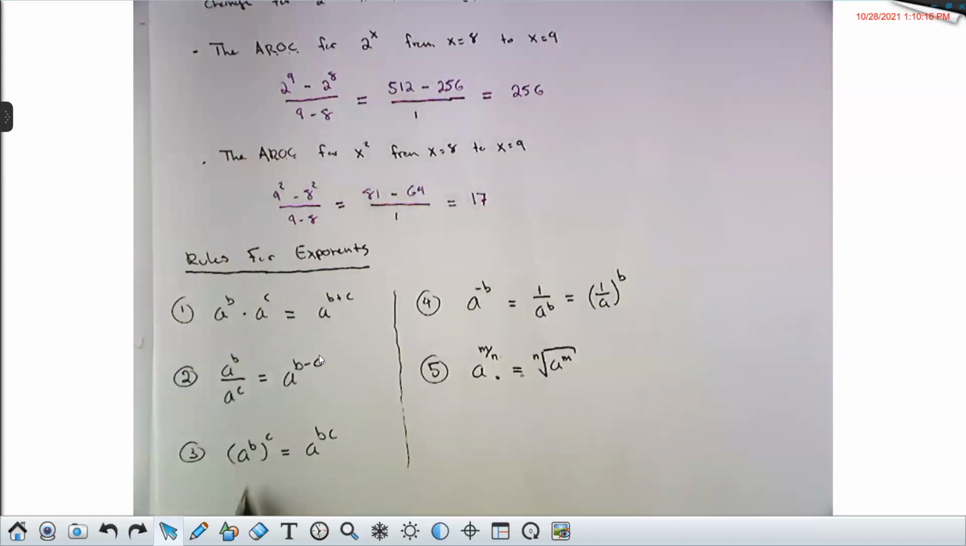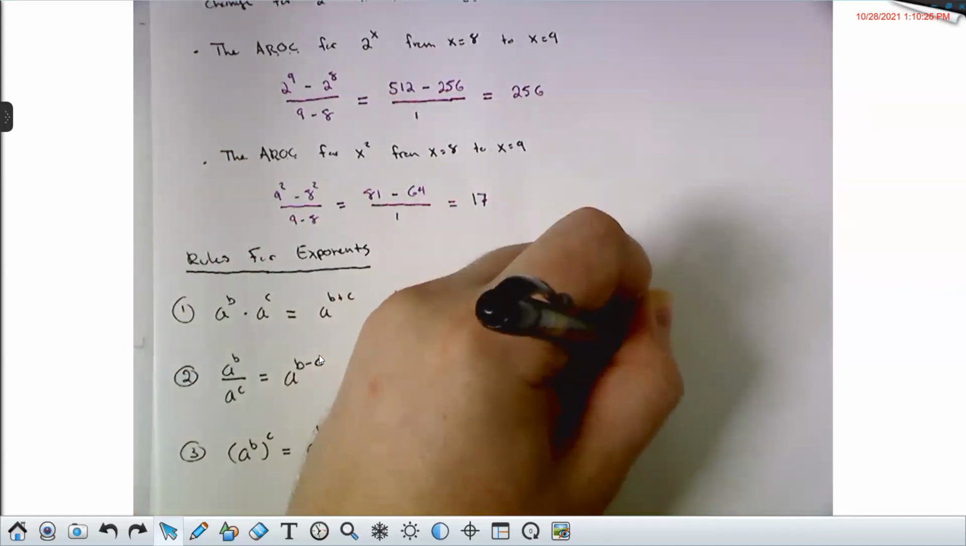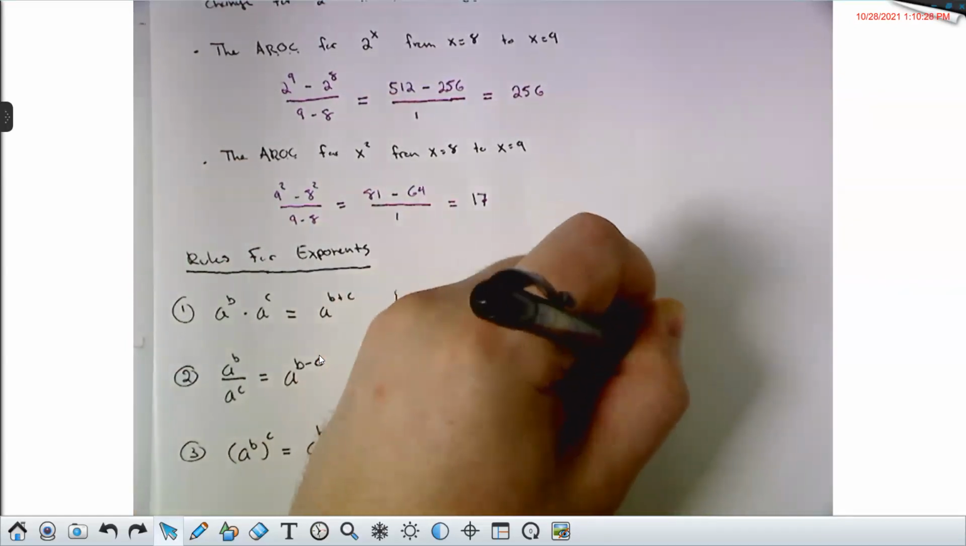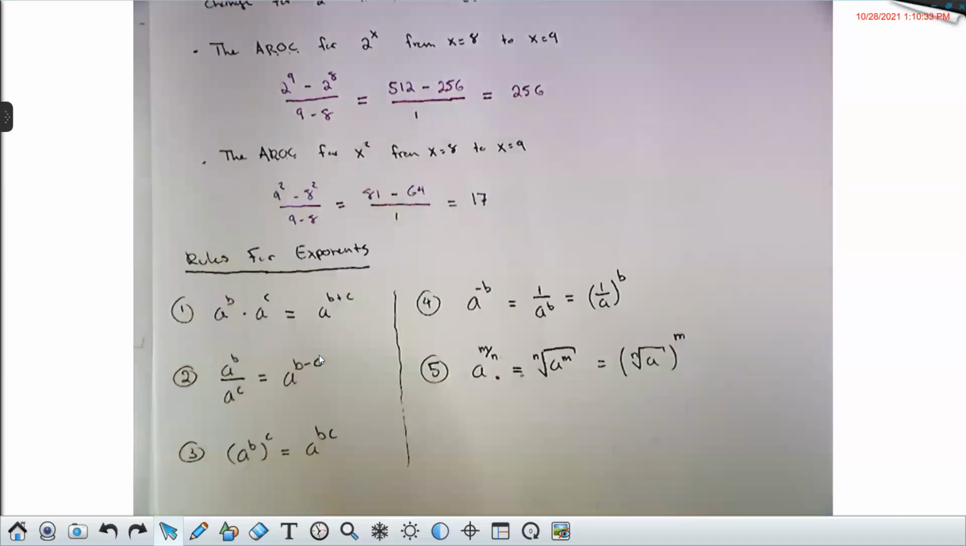And because of rule 3, and the fact that b times c is the same as c times b, this is the same thing as the nth root of a, all raised to the m. So you can kind of do those in whatever order you want. If you want to raise a to the m and then take the nth root, you can. Or if you want to take the nth root of a and then raise that to the m, you can do that too. Sometimes one is easier than the other if you're just doing a computation.